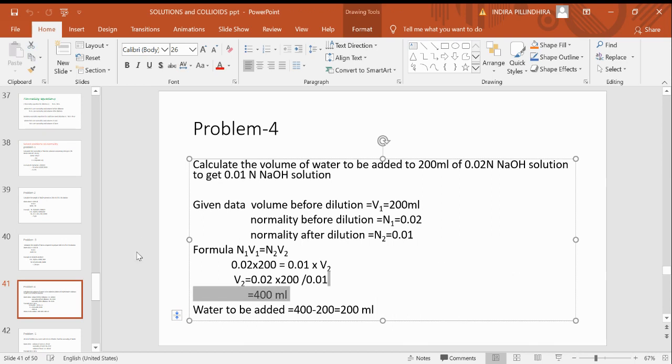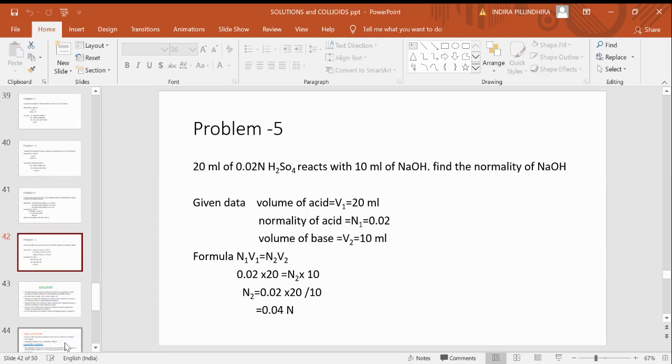Now we'll move to the next problem. Problem 5. 20 ml of 0.2 N H2SO4 reacts with 10 ml of NaOH. Find the normality of the NaOH. After reading the problem, we understand that it is a reaction between an acid and a base, because there is one acid, H2SO4, and one base, NaOH. So this is a neutralization reaction.